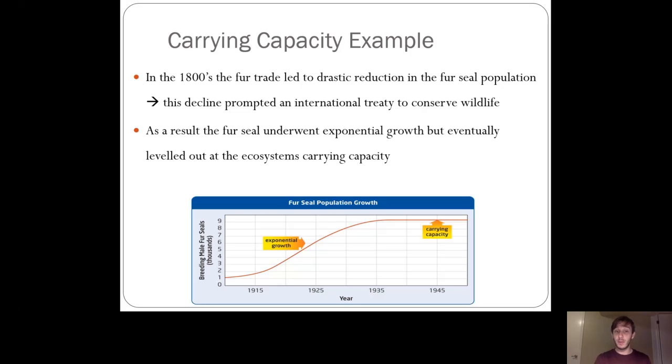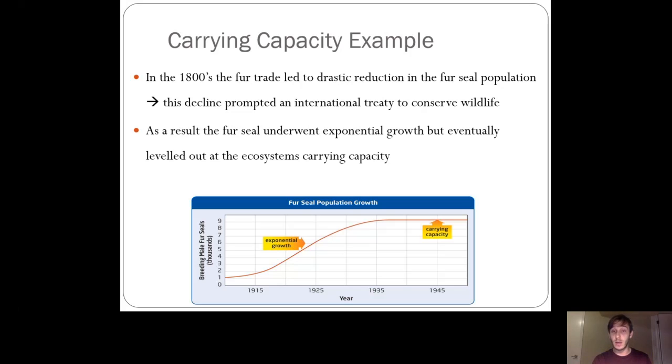So you can see that in the graph on this page. There's that increasing slope. That's what we would consider the exponential growth. The population is growing really fast, but that population hits a carrying capacity where the graph kind of plateaus. And it says, okay, well, it looks like the maximum amount of fur seals living in this particular geographic area is around 9,000. In this case, we're talking about breeding male fur seals. So we're looking at just the males that have breeding capabilities, that have mating capabilities. And the maximum there is 9,000.